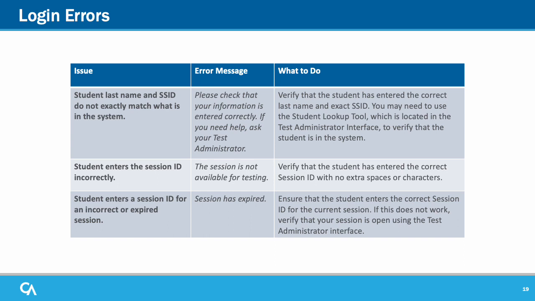Another common error occurs when the students enter an incorrect session ID. If a student receives the message, "The session is not available for testing," verify that the session ID was entered correctly, with no extra spaces or characters. The session ID can be found in the TA interface. If a student receives the error message, "Session has expired," ensure that the student has entered the correct session ID for the current session. If the student has entered the session ID correctly, use the TA interface to verify that your session is still open.